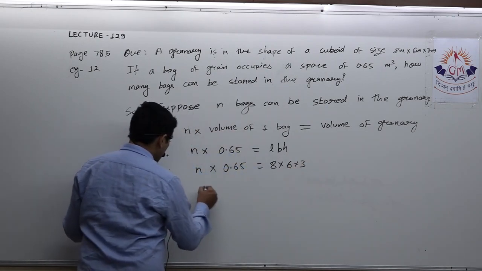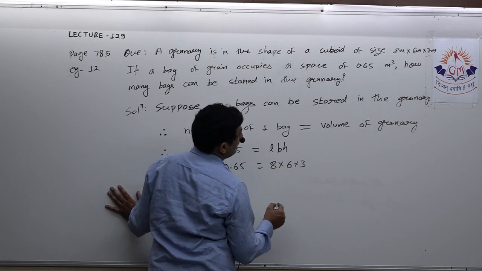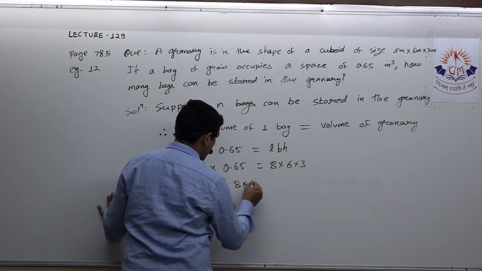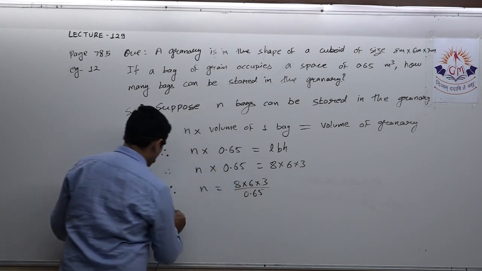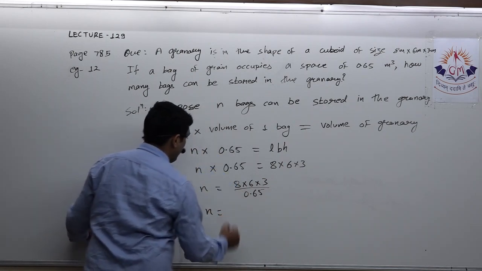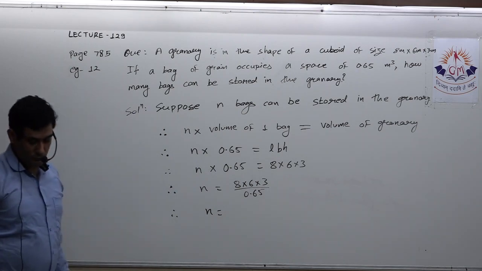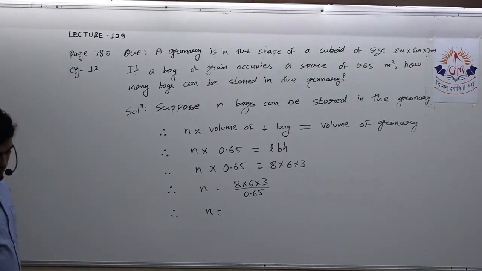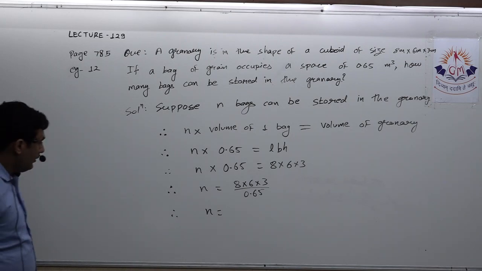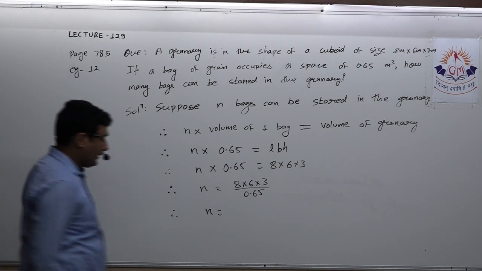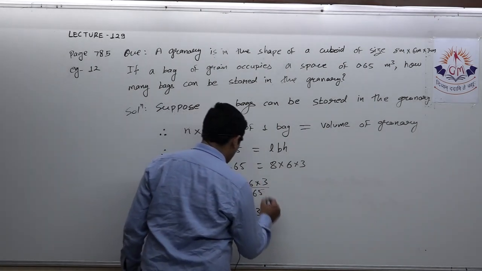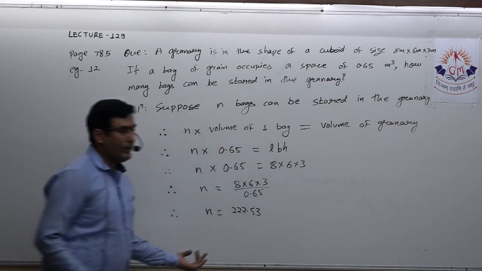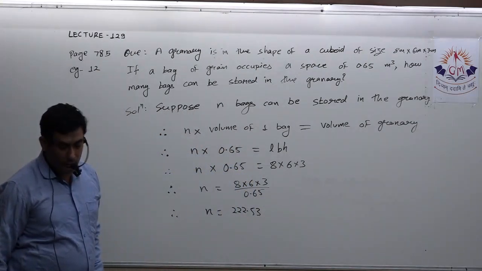When you solve this, that is also in meters. So n is 8 into 6 into 3 upon 0.65. If you solve this, you will get the value of n. Here I am taking directly the answer. It is 221.53. You have to calculate that on your own. That means approximately, we can say 221 bags.